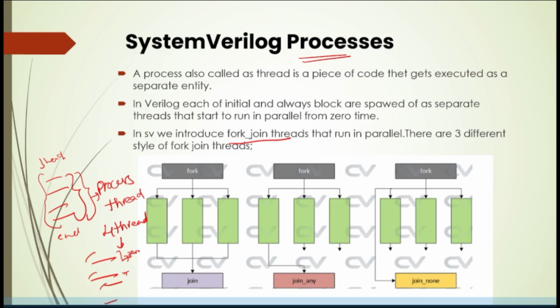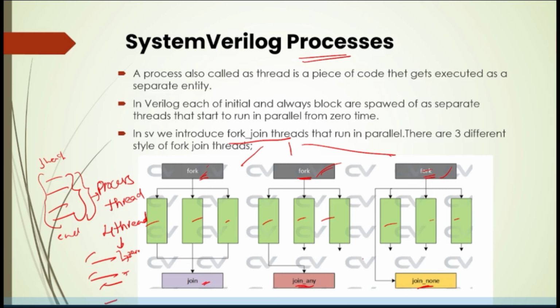Again, this fork join is categorized into three types: one is fork join, another is fork join any, and the third one is fork join none. All these three types of processes work differently. In the upcoming sessions, we are going to see what fork join is, what fork join any is, and what fork join none is. We'll see one by one how the execution of the statements within fork join, fork join any, and fork join none will be done.